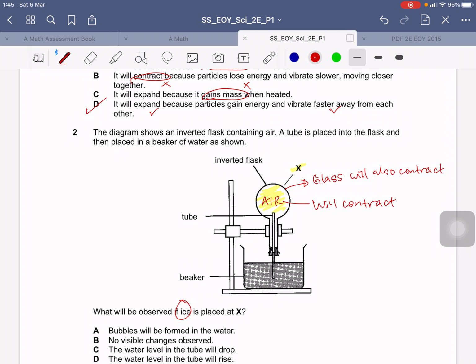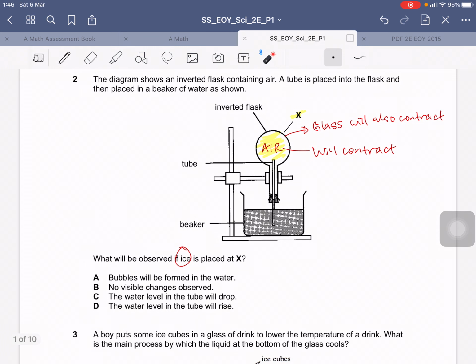But of course the contraction from the glass will be a lot much less than the air, because air is a gas. So what we observe now, when the air starts to contract, it creates a smaller amount of air pressure inside. So the air pressure outside right here is greater, so they actually push down the water, and what will happen is the water now will rise up.